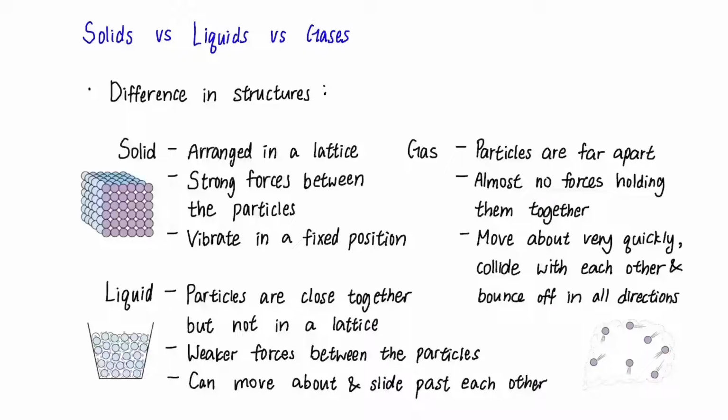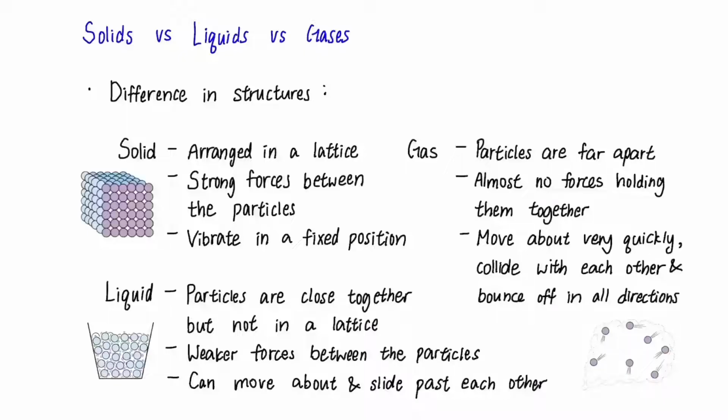On the other hand, a liquid will not be in a lattice. The particles are still close together, but there are weaker forces of attraction between the liquid particles, resulting in a loose shape compared to a solid. This also allows the particles to move about slightly and slide past each other.